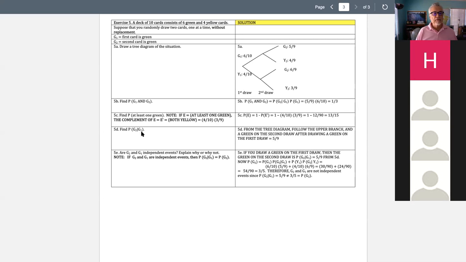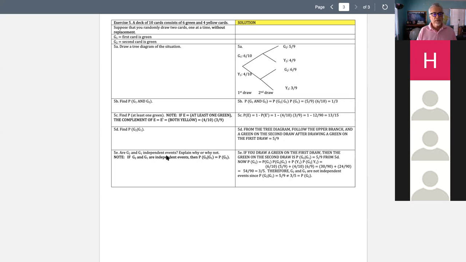Now, what's the probability of G2 given G1? Well, that's up here. That's just 5/9. Given that you saw the green card first, what's the probability of getting a green card on the second draw? That's the conditional probability, and that's just 5/9. Are G1 and G2 independent? Your intuition says no, because I'm not replacing the green card, it'll have an effect on the probability of a green card on the second draw.